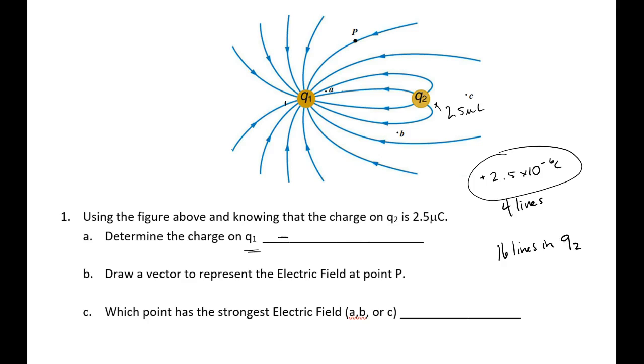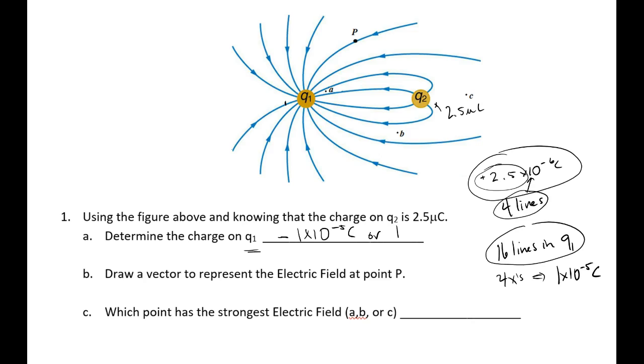That's going to be Q1. Q2 is the one we know. Well, if there's 4 lines in that one and 16 lines in here, there's 4 times the lines in Q1, which means Q1 better be 4 times that value. So 4 times 2.5 would be 10, or 1 times 10 to the negative 5th coulombs. But because lines are going in, it's negative. So I'm going to write negative 1 times 10 to the negative 5th coulombs, or negative 10 microcoulomb. I'll take either one. So 2.5 times the 4 gives us the 10 microcoulombs.